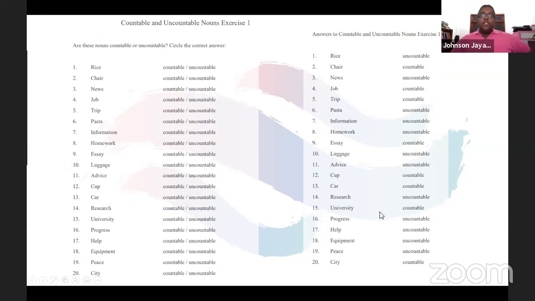University, countable. There are many universities. Progress, uncountable. You can't count progress. Okay, you can measure progress, but you can't exactly count it. Health, uncountable. Equipment, again, uncountable, because we're talking about a general term for a lot of things. Okay. Peace, uncountable. And cities, yes, you can count. There can be a number of cities. Okay. Right. Let's move on to the next exercise.